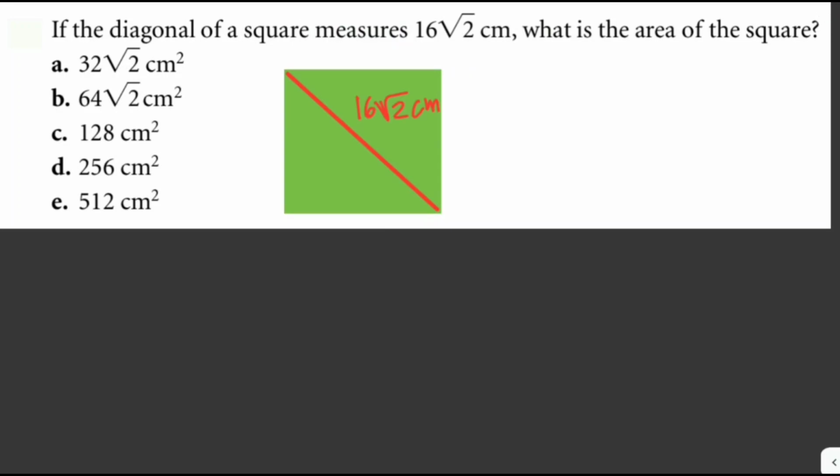Okay, the sides of a square and the diagonal of a square form an isosceles right triangle. So the length of the diagonal here is just square root of 2 times the length of the side. So that means one side of the square measures 16 centimeters.